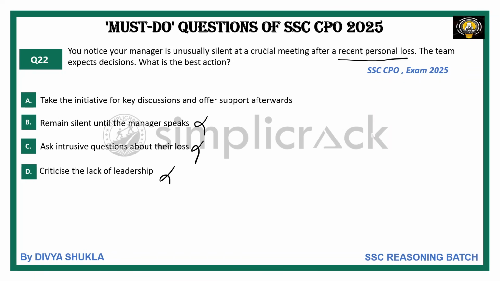Why? Because this is a crucial meeting, and in a crucial meeting decisions should be made. That is why the correct action is option A. Why? Because you take the initiative for key discussion and offer the support afterwards. Because this is a crucial meeting, discussions should happen, and after that you can offer the support.